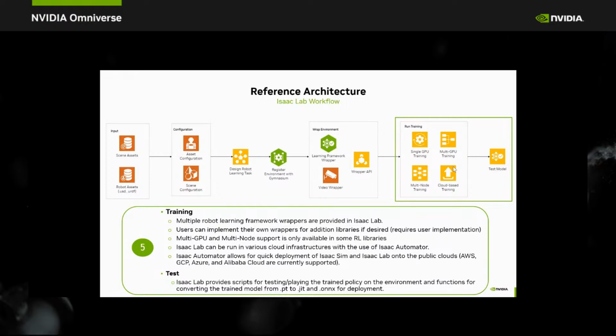Isaac Lab can also run on various cloud infrastructures using what we call the Isaac Automator. Isaac Automator helps you to quickly deploy your training on public cloud; AWS, GCP, Azure, and Alibaba Cloud are currently supported. We also have scripts for training. If you just have a laptop with an NVIDIA GPU and you want to train, we have a training script for that, and we have one for testing also.